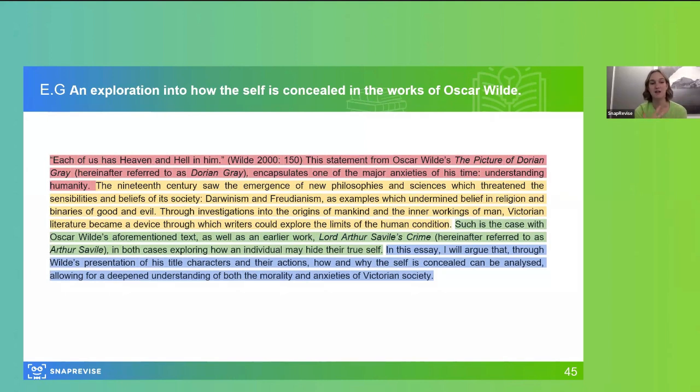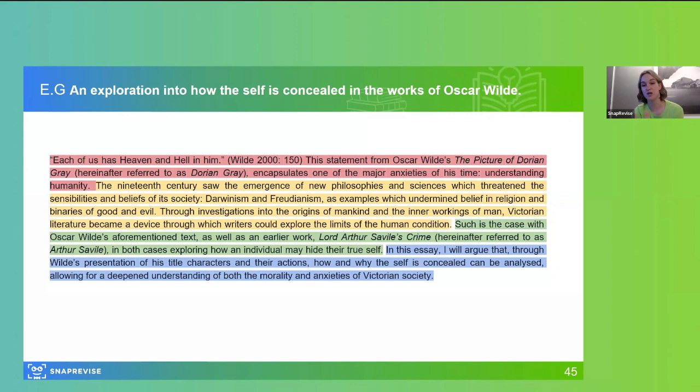I then have my scope. So I go on to explain that a little bit more. I talk about the fact that the 19th century was a time of great upheaval, with new philosophies and sciences which threatened the sensibilities and beliefs of its society. I talk about what they are, things like Darwinism and Freudianism. They were important because they undermined binaries of good and evil, and Victorian literature then became a device through which writers could explore the limits of the human condition. So again, I've got my scope. I've just zoomed the microscope in on the topic a little bit more, I suppose.